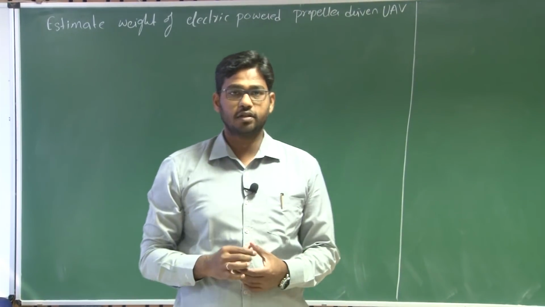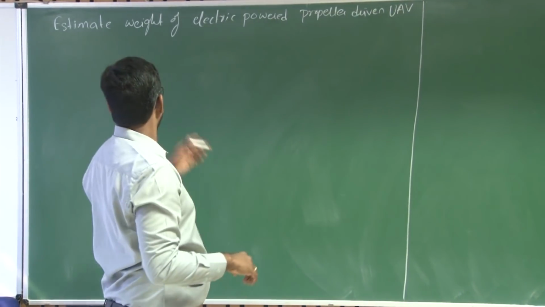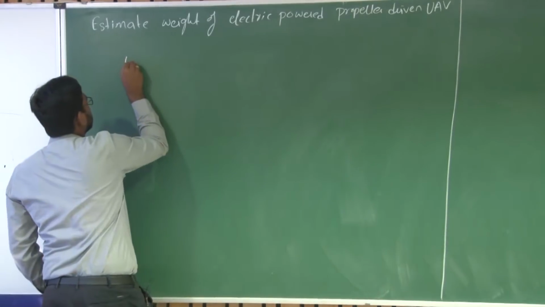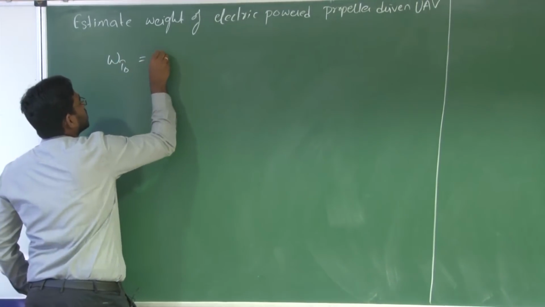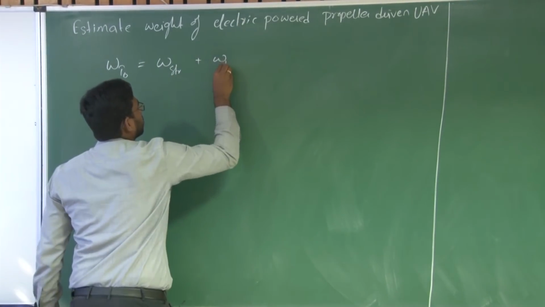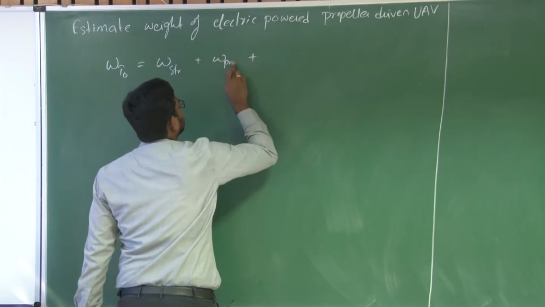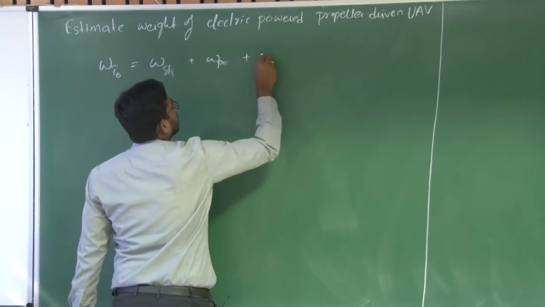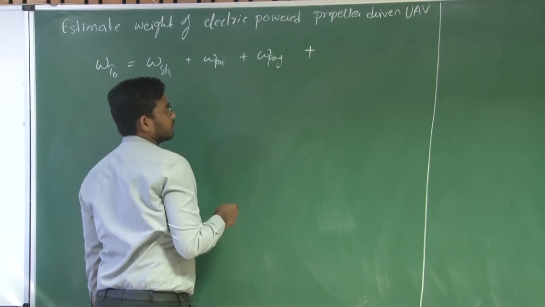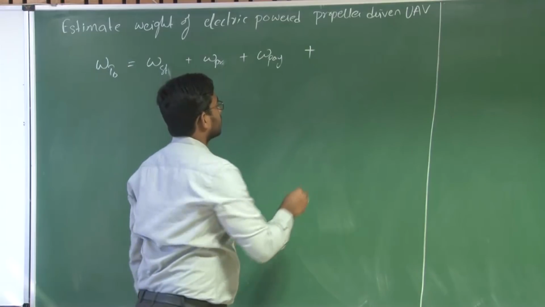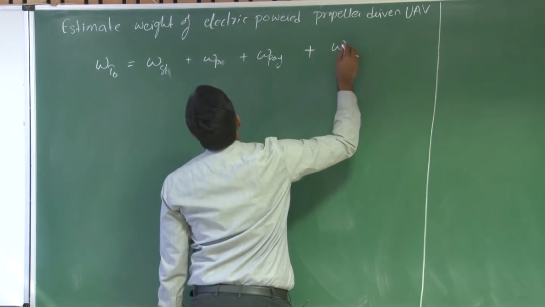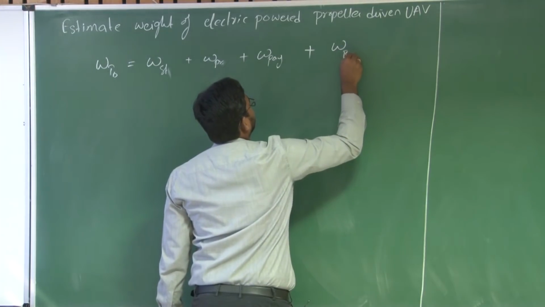Dear friends, welcome back. In our previous lecture, we discussed weight estimation of an electric powered propeller driven UAV, where the total takeoff weight is a summation of structural weight, propulsion weight, weight of the propulsion system, weight of the structural system, and of course there is a payload which is guided by the mission requirements, and then what you have is fuel weight or battery weight.